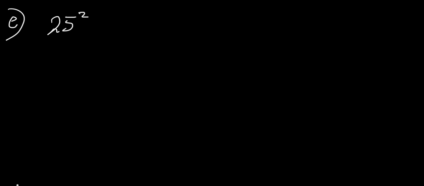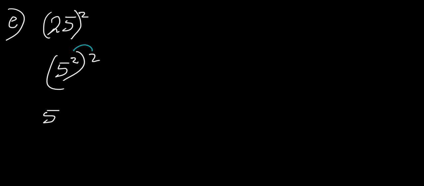Question E, we have 25 exponent 2. So we can place the 25 in parentheses, and 25 is the same as 5 exponent 2, and then exponent 2. So all you have to do now is multiply 2 times 2, that's going to give you 4. So this will be 5 exponent 2 times 2, which is equal to 5 exponent 4. The final answer.